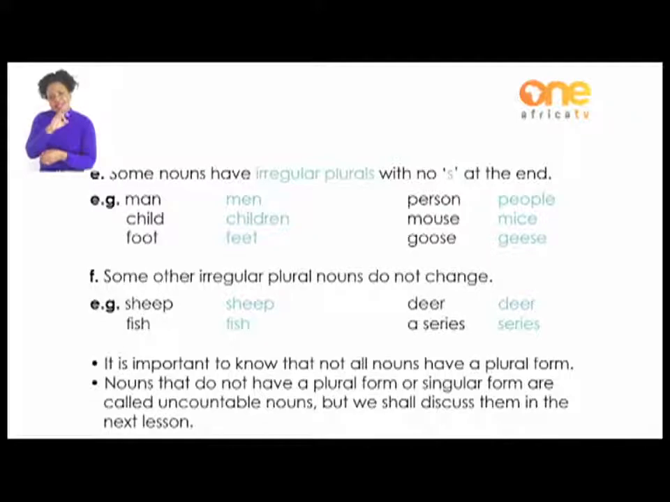It is important to know that not all nouns have plural forms. Nouns that do not have a plural form or singular form are called uncountable nouns. But we shall discuss them in the next lesson.